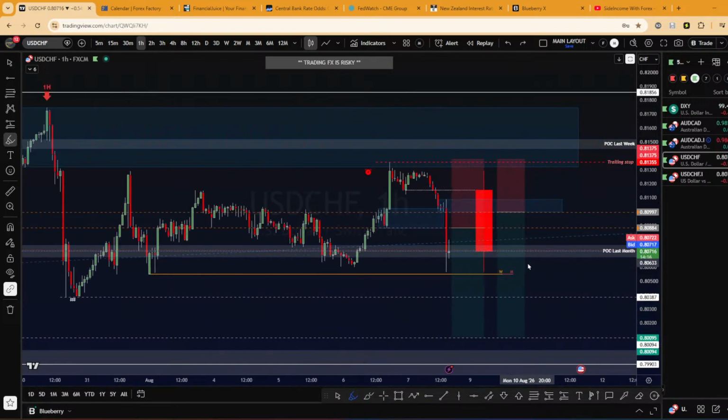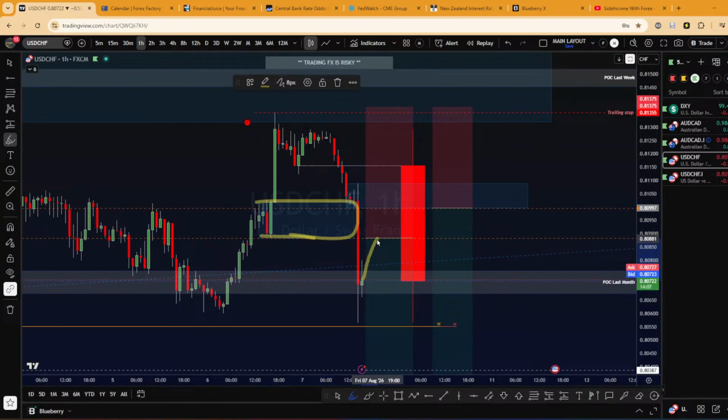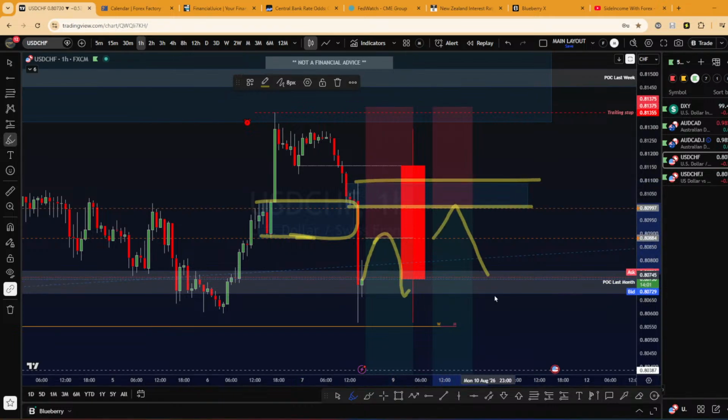I put some alerts here. We have this order block here. If I could get some retest of this level, or even this supply zone somewhere here, it will be very, very interesting.